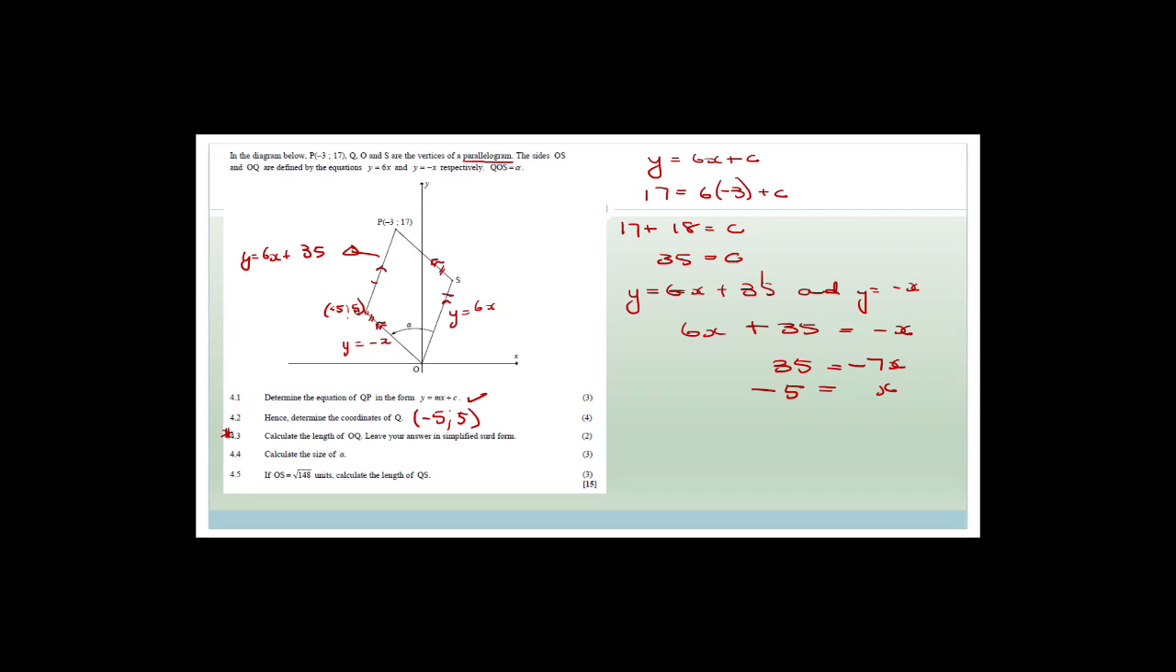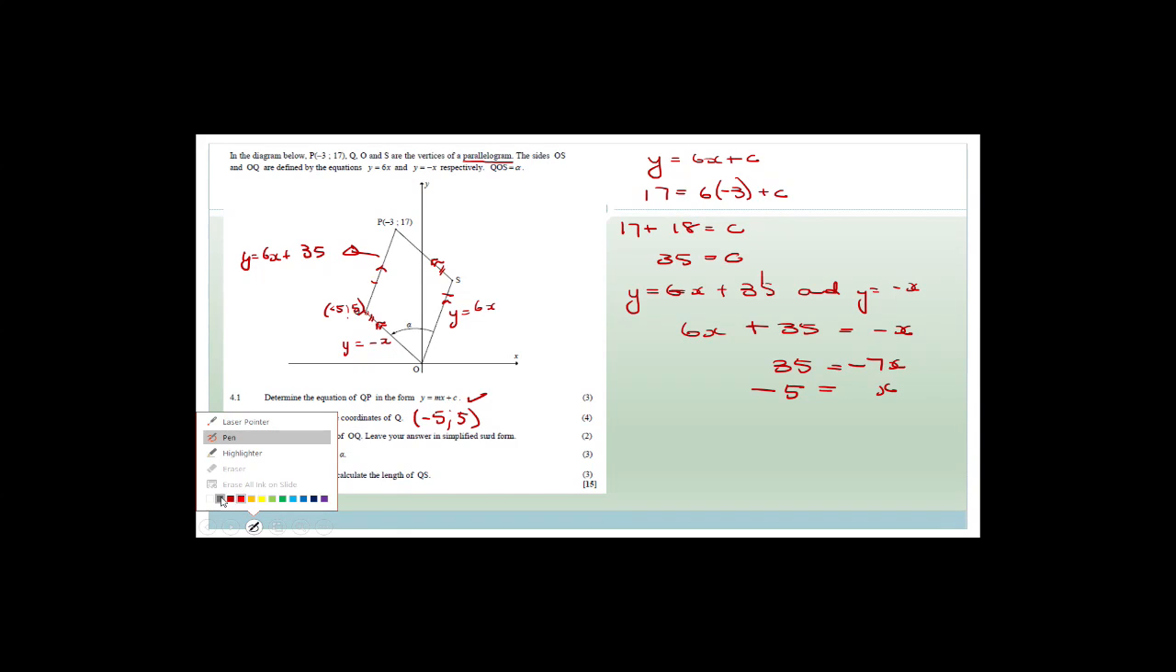So we were doing this question in our last lesson, which was on Monday, and we were working with the shape. In the diagram there was P, which was (-3, 17), Q, O, and S, the vertices of a parallelogram. First they asked us to determine the equation of QP, which we did. It was y = 6x + 35. They asked us to determine the coordinates of Q, which we did. It was (-5, 5). And now we're going to calculate the length of OQ, and it says leave your answer in simplified surd form.